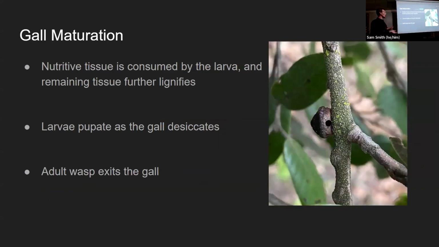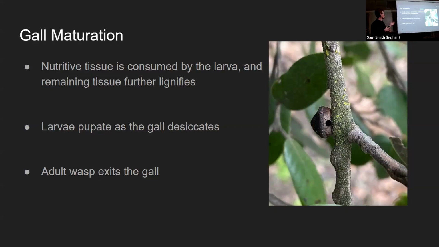As the larva develops, the next stage is gall maturation. At this stage, all of the nutritive tissue in the inner chamber has been consumed by the larva, and the remaining tissue further lignifies. For example, there's this muffin gall wasp over here, and you can see it's all dried out. When it was fresh, it would have been a softer, more colorful material, but now it is desiccated and lignified. The larvae pupate as the gall desiccates. Depending on the species, some galls fully dry out before the larvae pupate, but some pupate before, and vice versa is also possible. Those two can flip-flop.